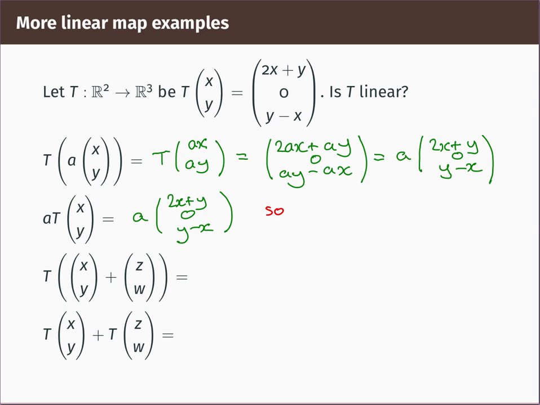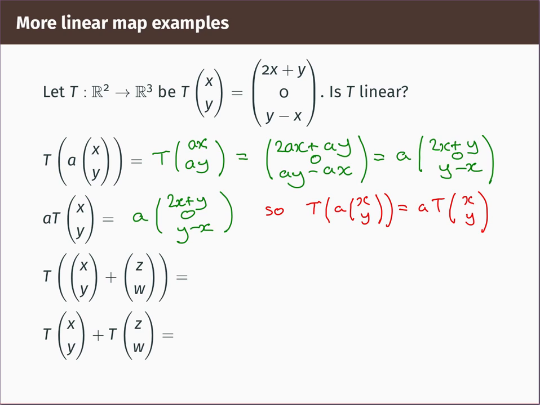So, for every scalar a, and for every vector (x, y) in R squared, what we've seen is T of a(x, y) equals a T of (x, y). That means T obeys the scalar multiples part of the definition of linearity. Now let's try the other part of the definition of linearity. So we need to work out T of the sum of two vectors in R squared and see if that is equal to T of the first vector plus T of the second vector.